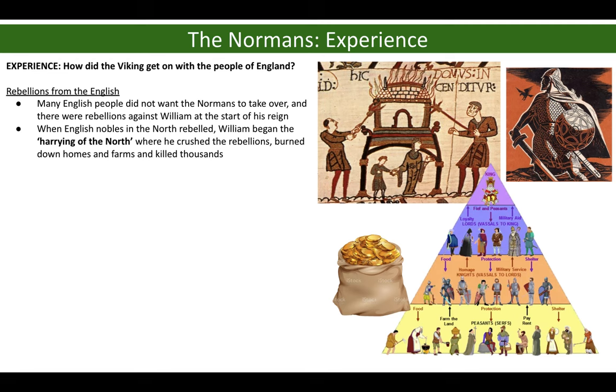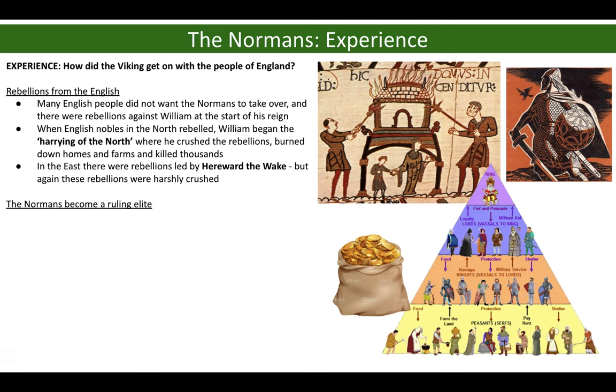There is a rebellion in the north, but William then crushes this rebellion, and it's followed by the harrying of the north, where William kills thousands of people, burns down homes and farms, and he destroys all the crops so people there starve. There's also a rebellion in the east of England led by Hereward the Wake, but again that rebellion is crushed and the rebels are killed by William.